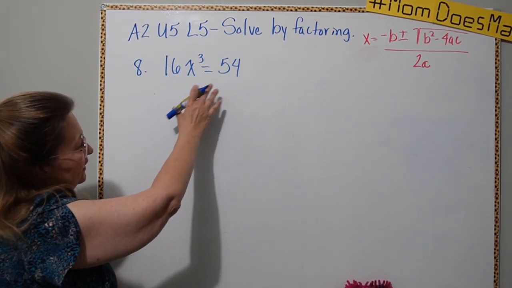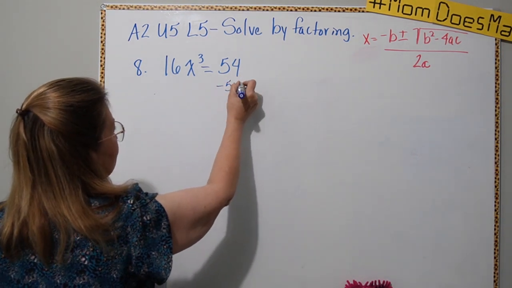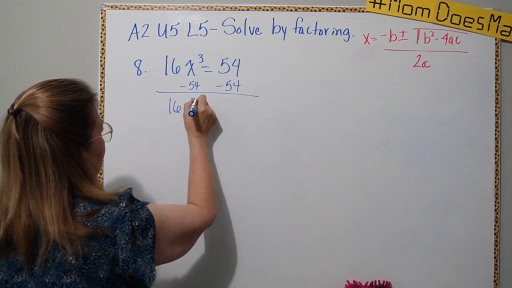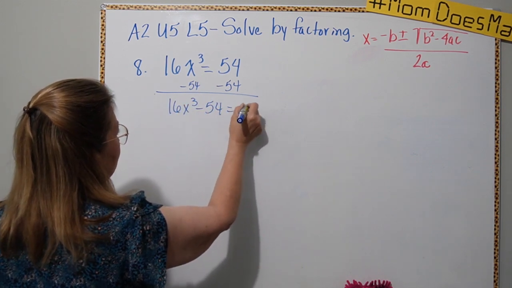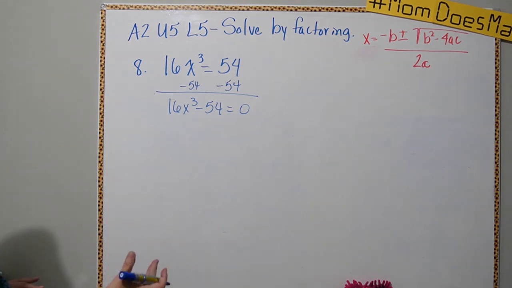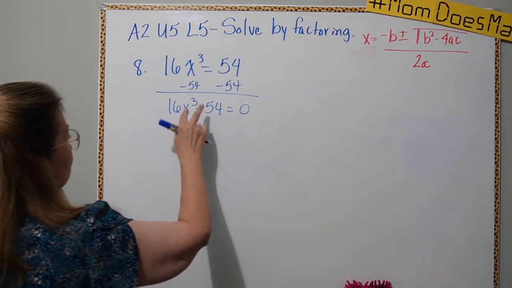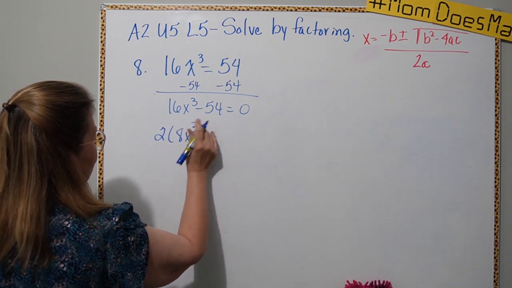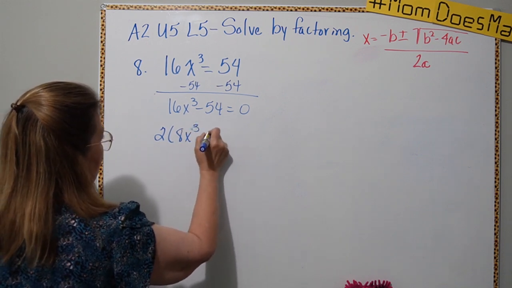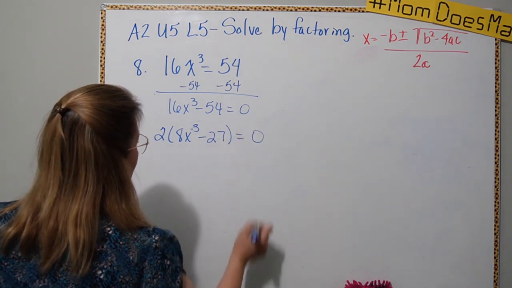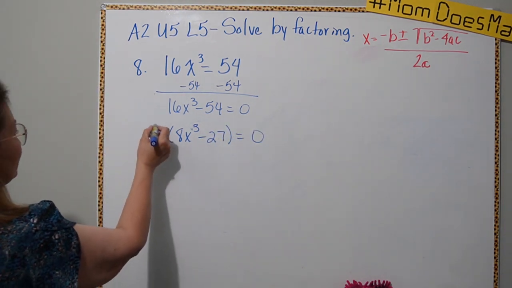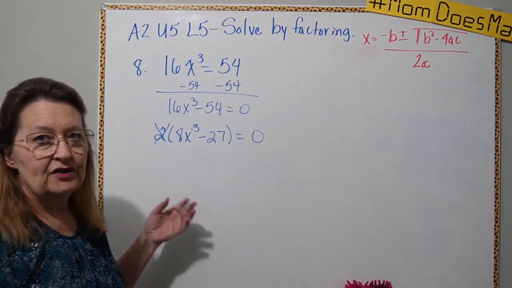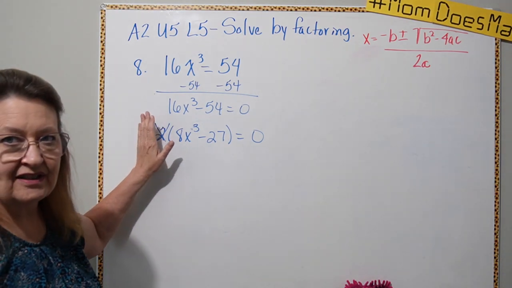Okay, let's look at number 8. Now we do need standard form, so let's subtract 54 from each side. So that's going to give us 6x cubed minus 54 is equal to 0. Now before we factor, if there's a greatest common factor, we need to pull that out. And 2 will go into both of these. So I'm going to divide by 2. That'll give me 8x to the third minus 27 is 0. Okay, now 2, since it doesn't have a variable on it, it can never be equal to 0. So we really don't need to consider it right now.